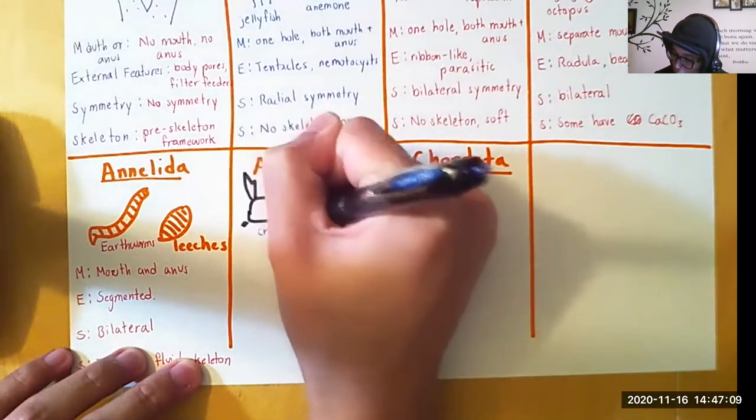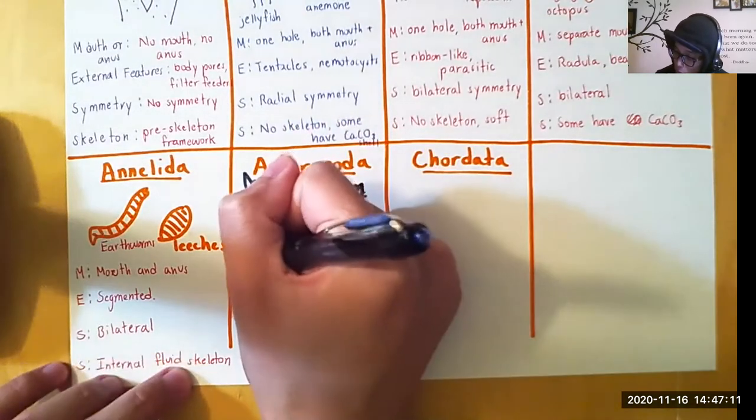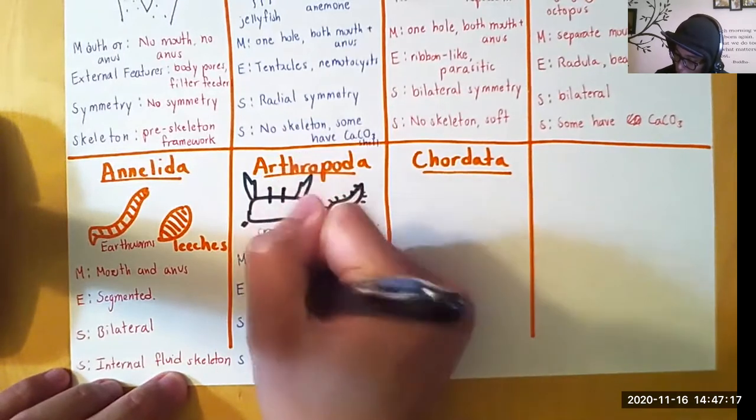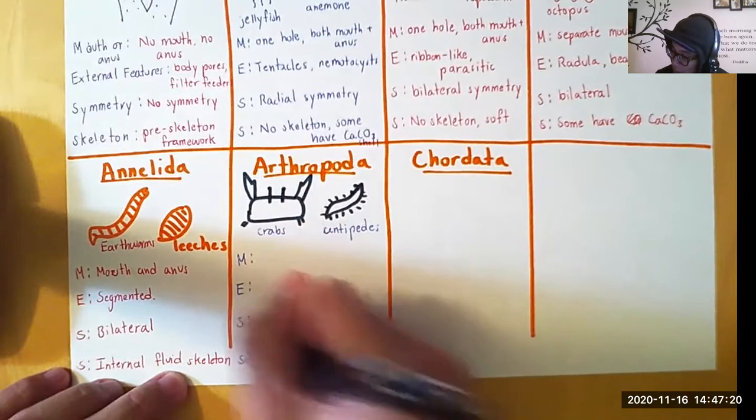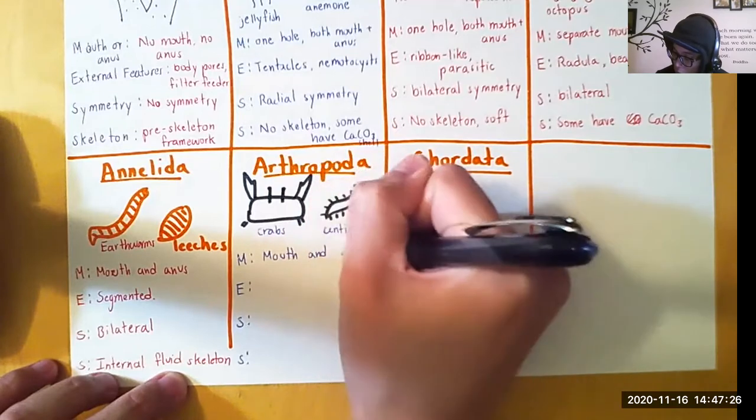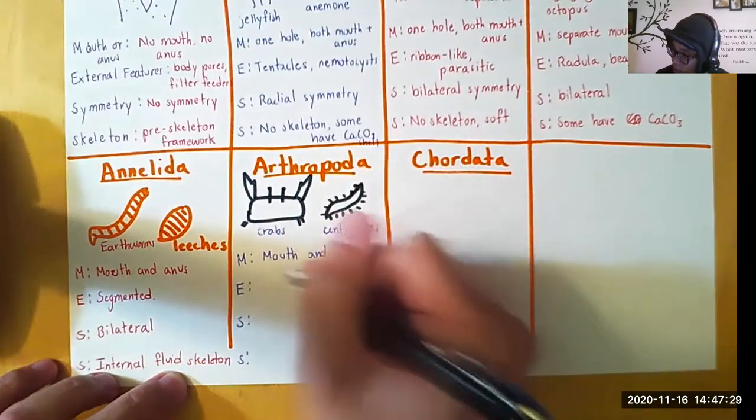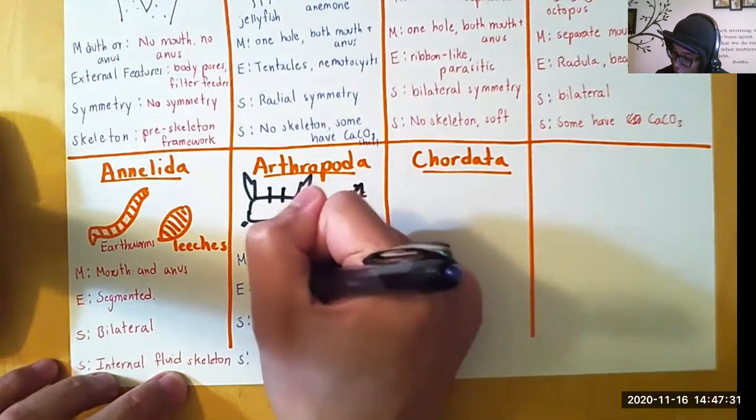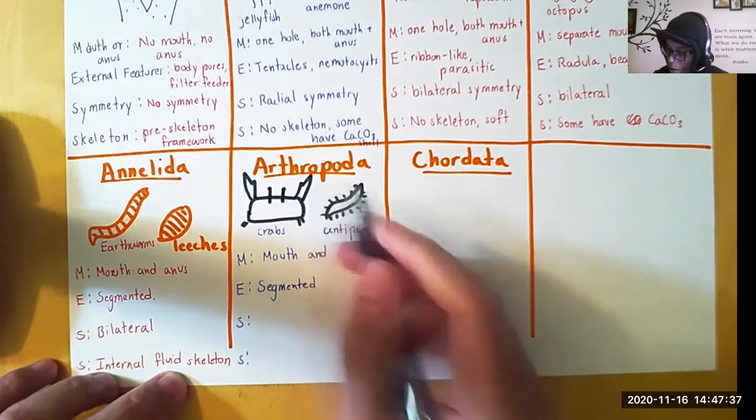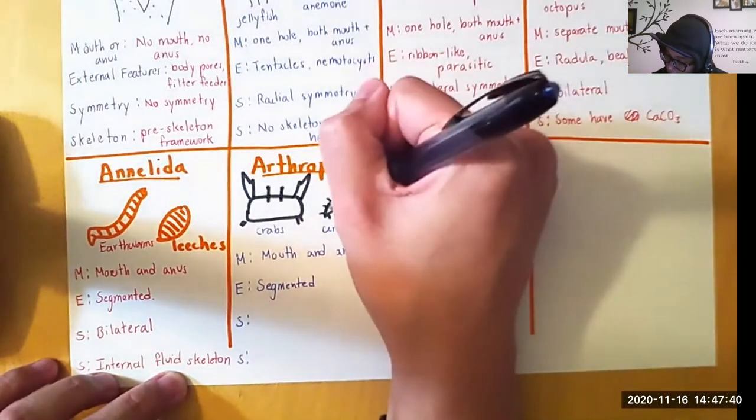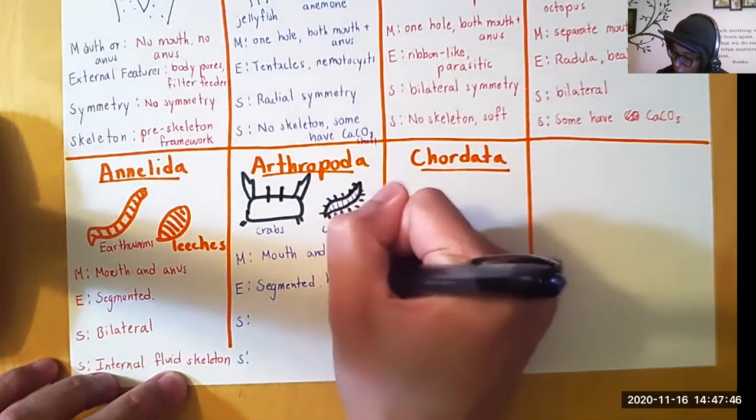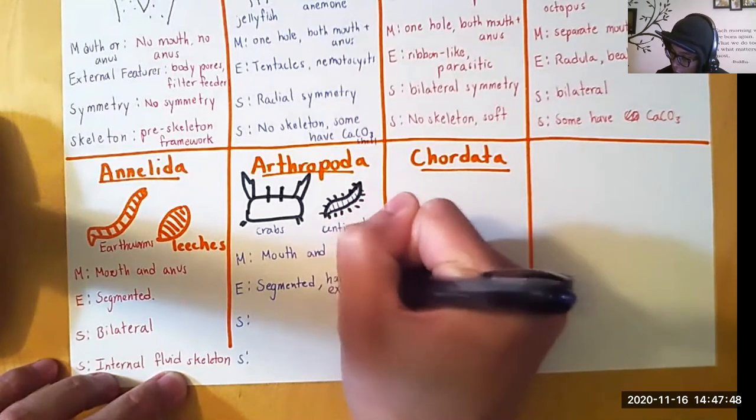Centipedes, crabs, lobster, etc. Scorpions are arthropods as well. They have a mouth and anus. These are separate holes, mouth and anus. Now, what's interesting about arthropods is that they are also segmented. So this part is the arm and this part is the body, and centipedes also have lines to them like this. They are segmented. And they have a hard exoskeleton.